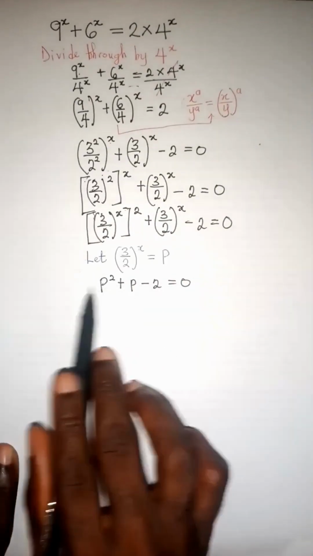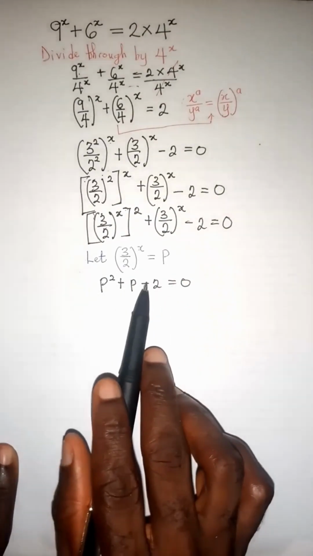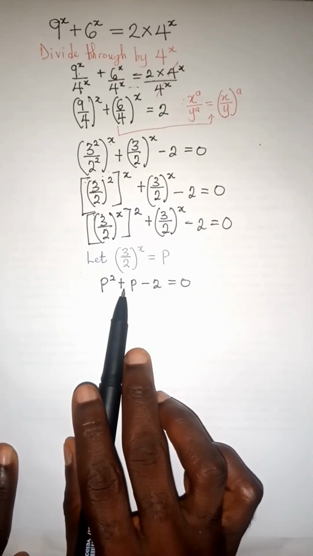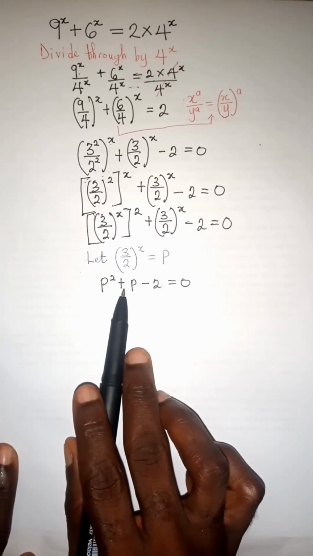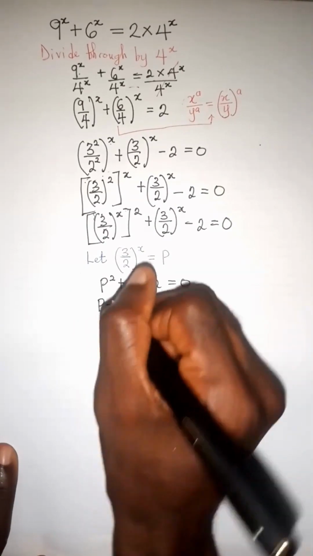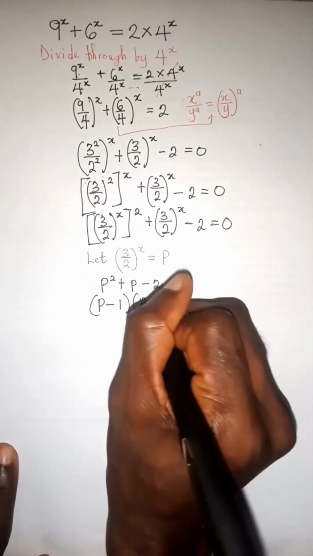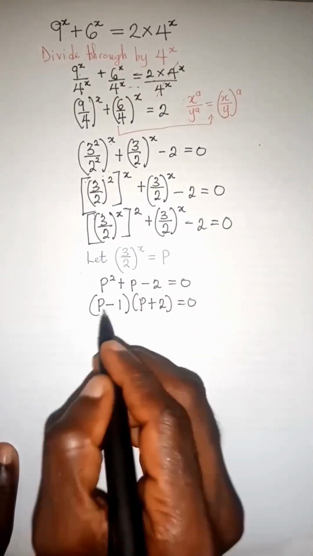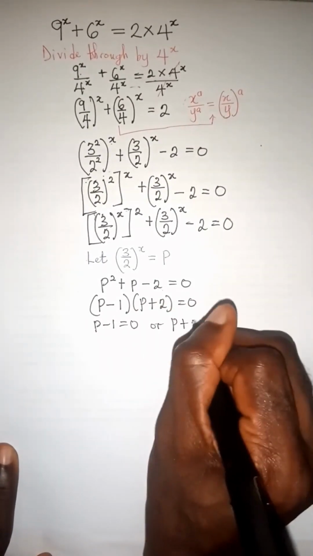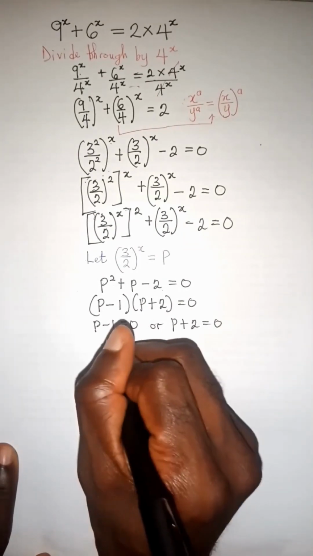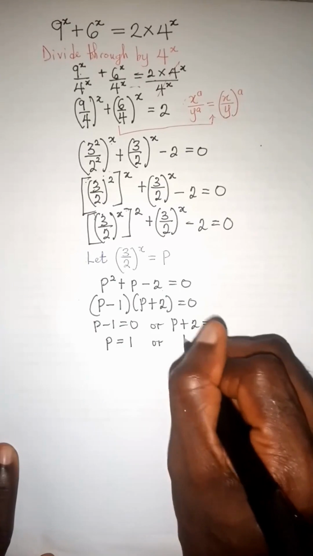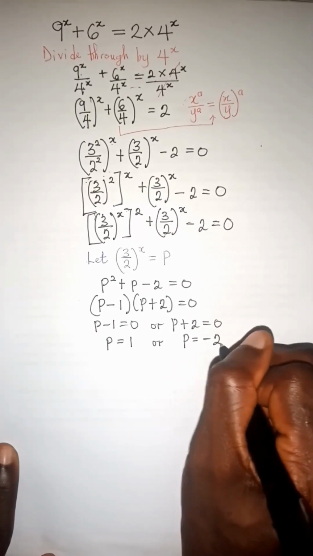Then we factor the resulting quadratic equation. Factors of minus 2 that will give us plus 1 as the middle term are minus 1 and plus 2. So these factors are p minus 1 times p plus 2 equals 0. And if this product is 0, it's either p minus 1 is 0 or p plus 2 is 0. So if p minus 1 is 0, that can only mean that p is 1. Then p plus 2 is 0 can only mean that p is negative 2.